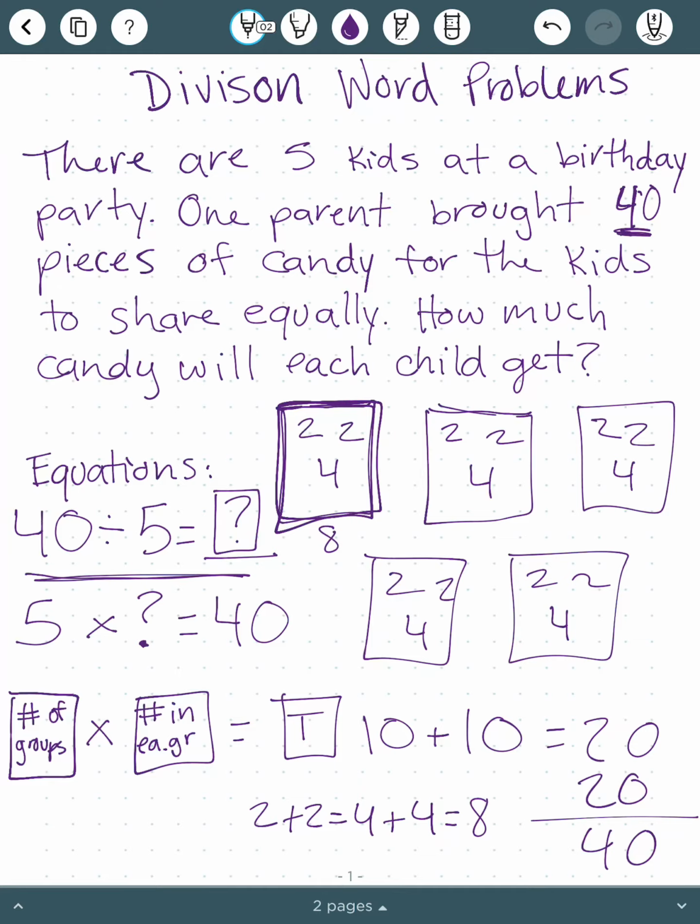There's other ways that you can do it. You can skip count to get to 40. You can draw out each piece, but this is just one way that the problem can be solved.